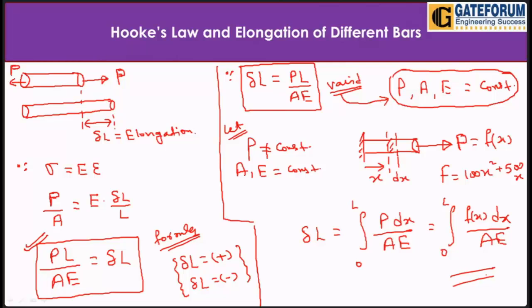Understood? So whenever load is not constant, you should go in this way. Okay, very simple. Elongation under multi-axial loading. What happens for elongation under multi-axial loading? Suppose we have a condition where we have two or more than two types of load. Just look here.